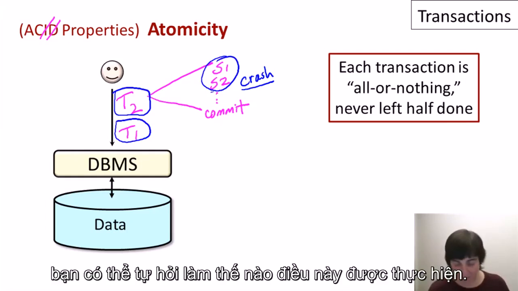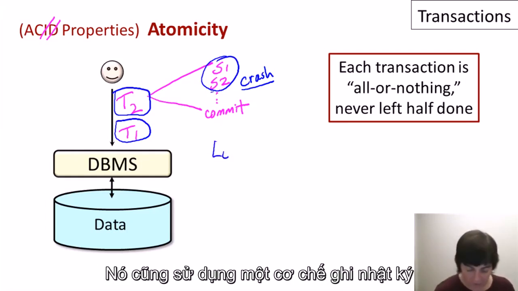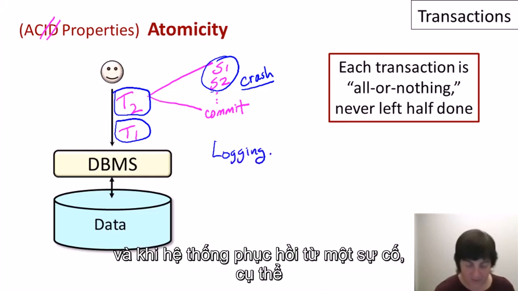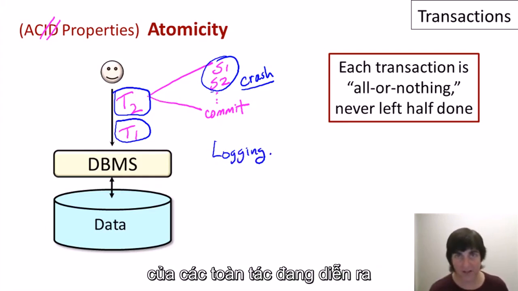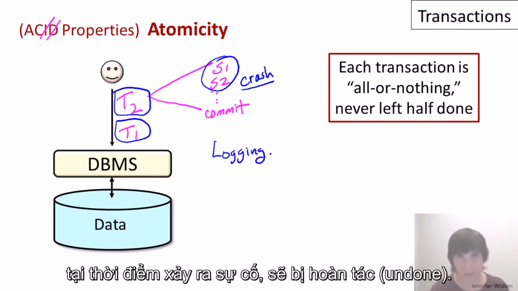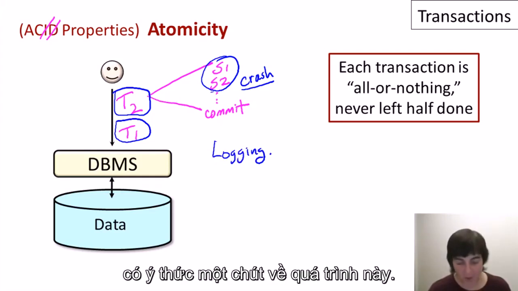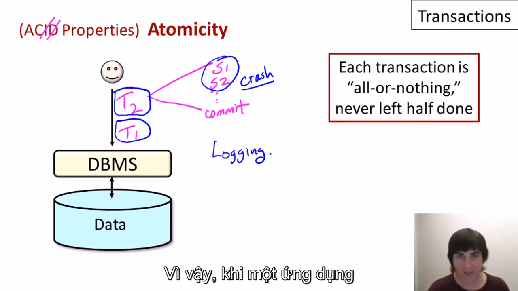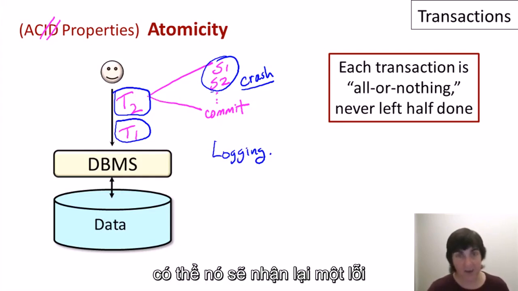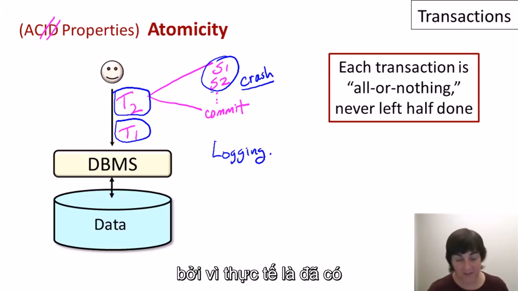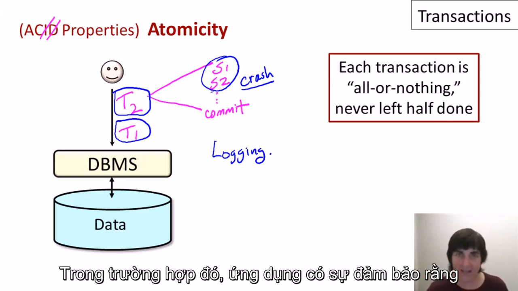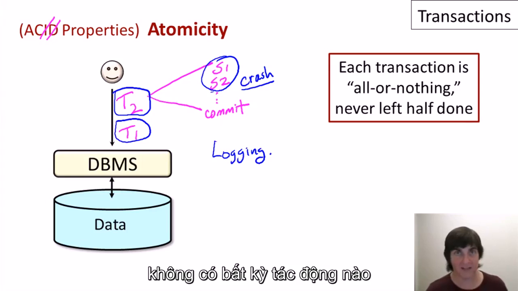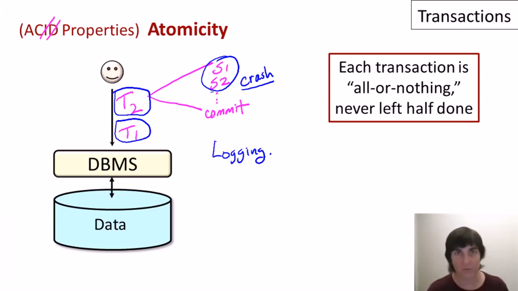Now, once again, you might be wondering how this is implemented. It also uses a logging mechanism, and specifically when the system recovers from a crash, there is a process by which partial effects of transactions that were underway at the time of the crash are undone. Now, applications do need to be somewhat aware of this process. So when an application submits a transaction to the database, it's possible that it will get back an error because there was in fact a crash during the execution of the transaction, and then the system is restarted. In that case, the application does have the guarantee that none of the effects of the transaction were reflected in the database, but it will need to restart the transaction.